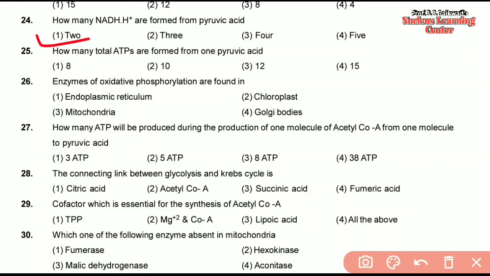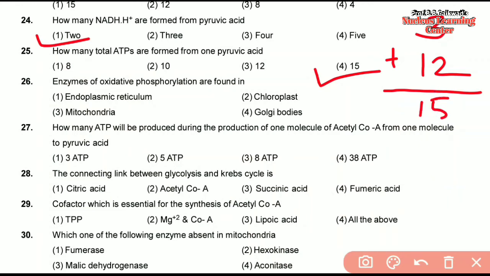Next question is, how many total ATPs are formed from one pyruvic acid? From one pyruvic acid, there is formation of 15 ATP molecules. So 3 ATP from the link reaction and 12 ATPs in one turn of Krebs cycle from one pyruvic acid. So there is a total formation of 15 ATP molecules.